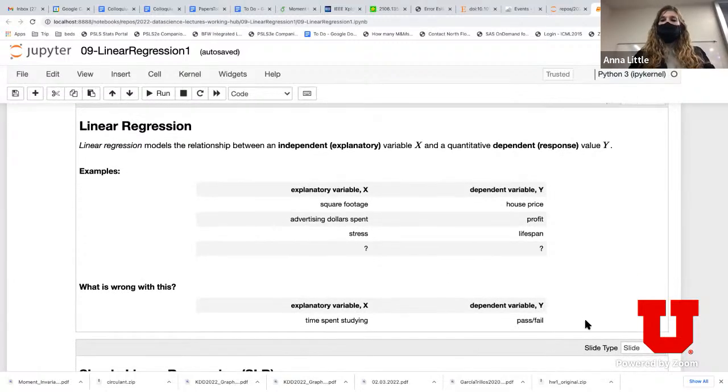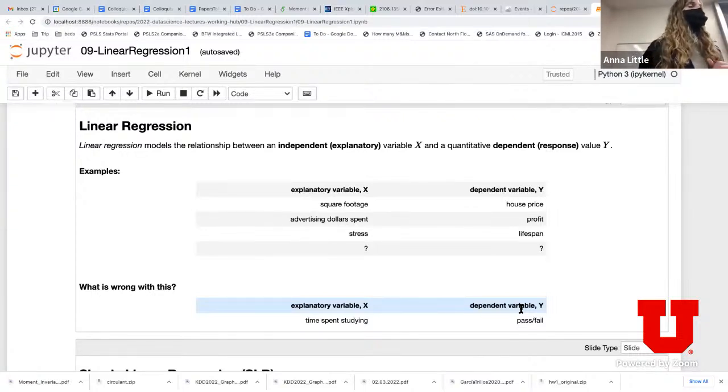However, we could also have something like this: time spent studying as our explanatory variable, and our dependent variable Y, pass, fail. But why would this not fit into the context that we're talking about today? Yeah. Because regression is like a gradual thing, like continuous, whereas that's discrete. Yeah, essentially, close to that.